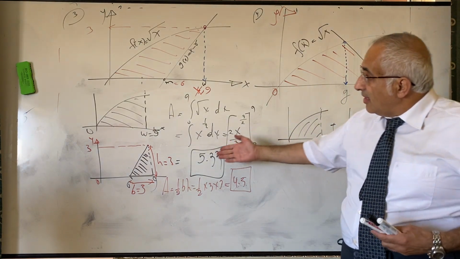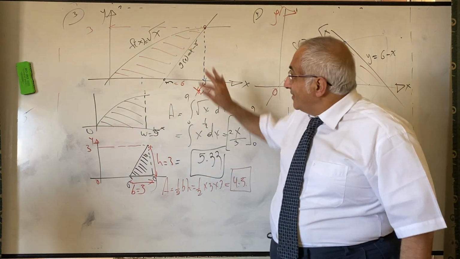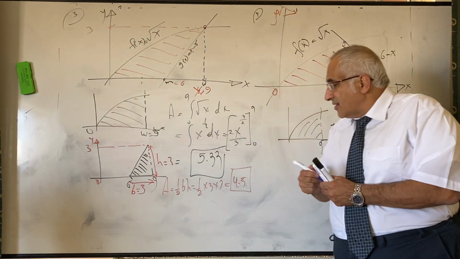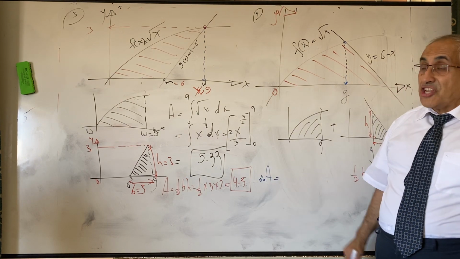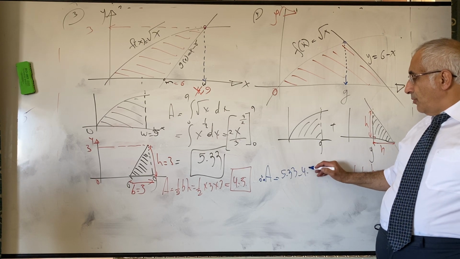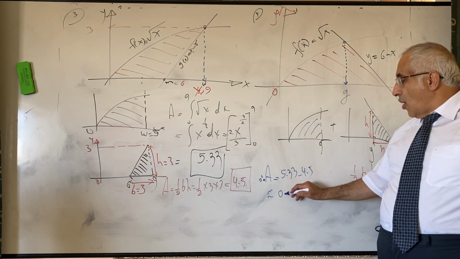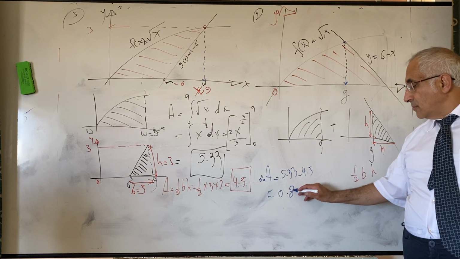So you have that area, everything under the curve. Take away this. Let's see what's the answer. So the final answer, the shaded area, is 5.33 minus 4.5, and the answer is 0.833 units squared.